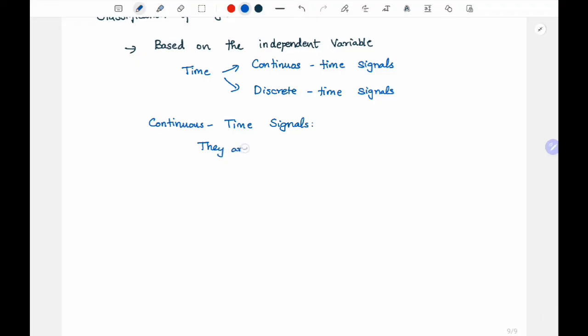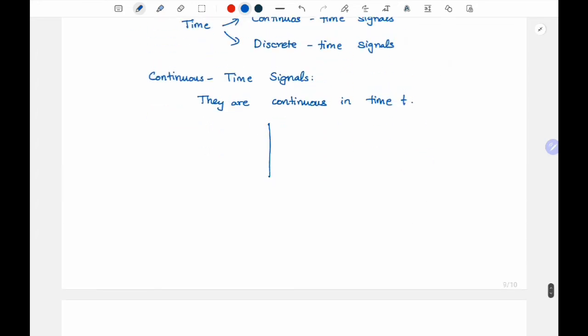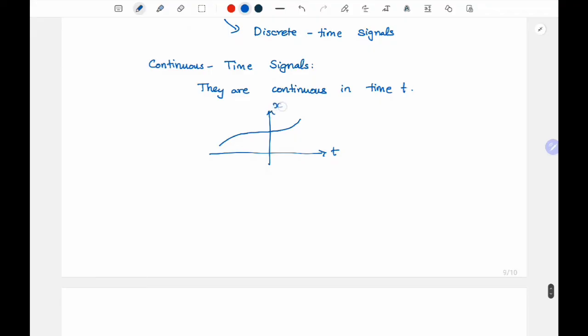Continuous time signals are continuous in time t. So for example, this is one example. At every value of t, the signal is defined. So x of t is defined continuously, it is defined at every value of t, or continuum value of t, we can say continuum.